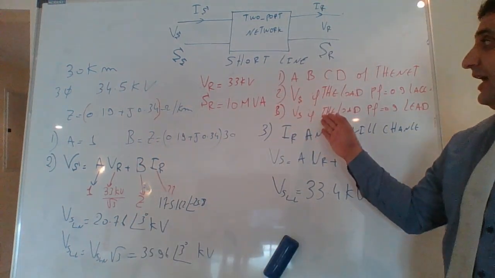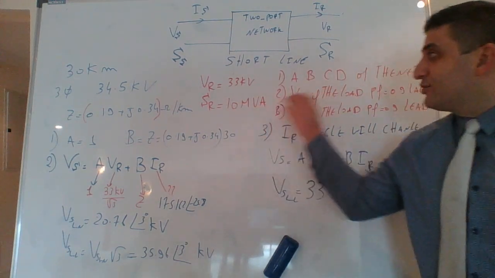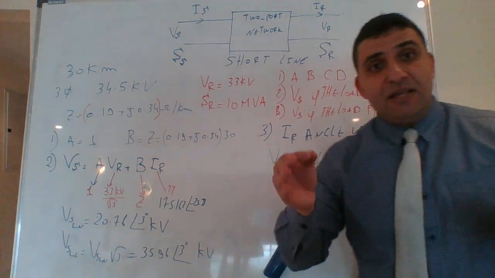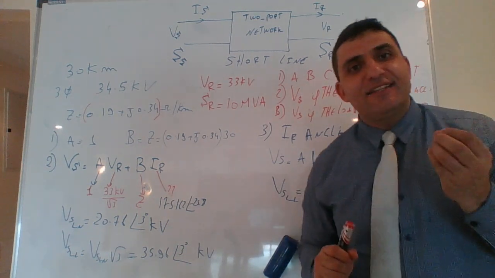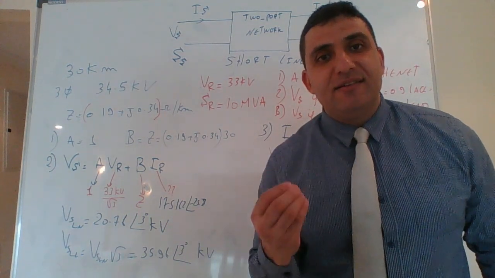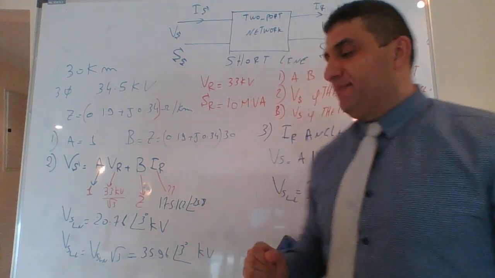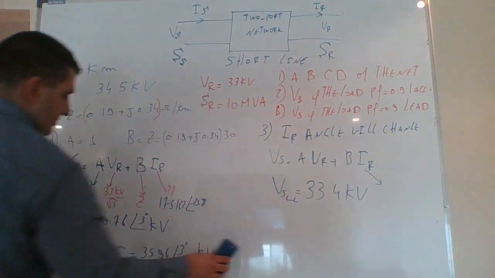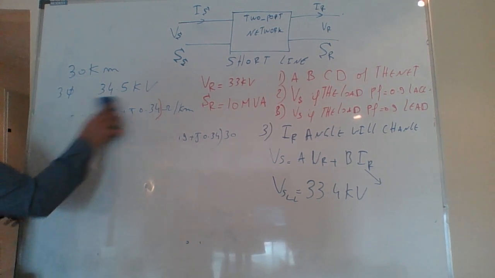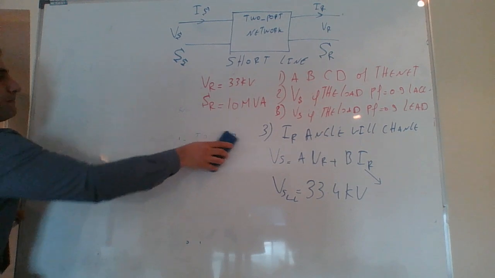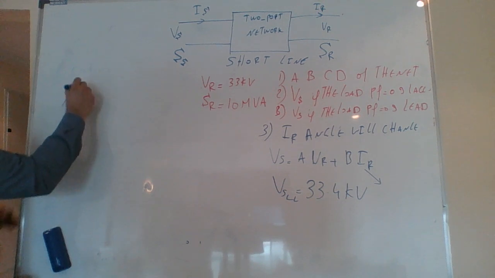Good. Then I found the ABCD, the V sending, the V source, and the leading and lagging. Same power under leading or lagging. Can you see the voltage changes? That's why the system will define a percent voltage regulation. Let's look at the equation of the percent voltage regulation.